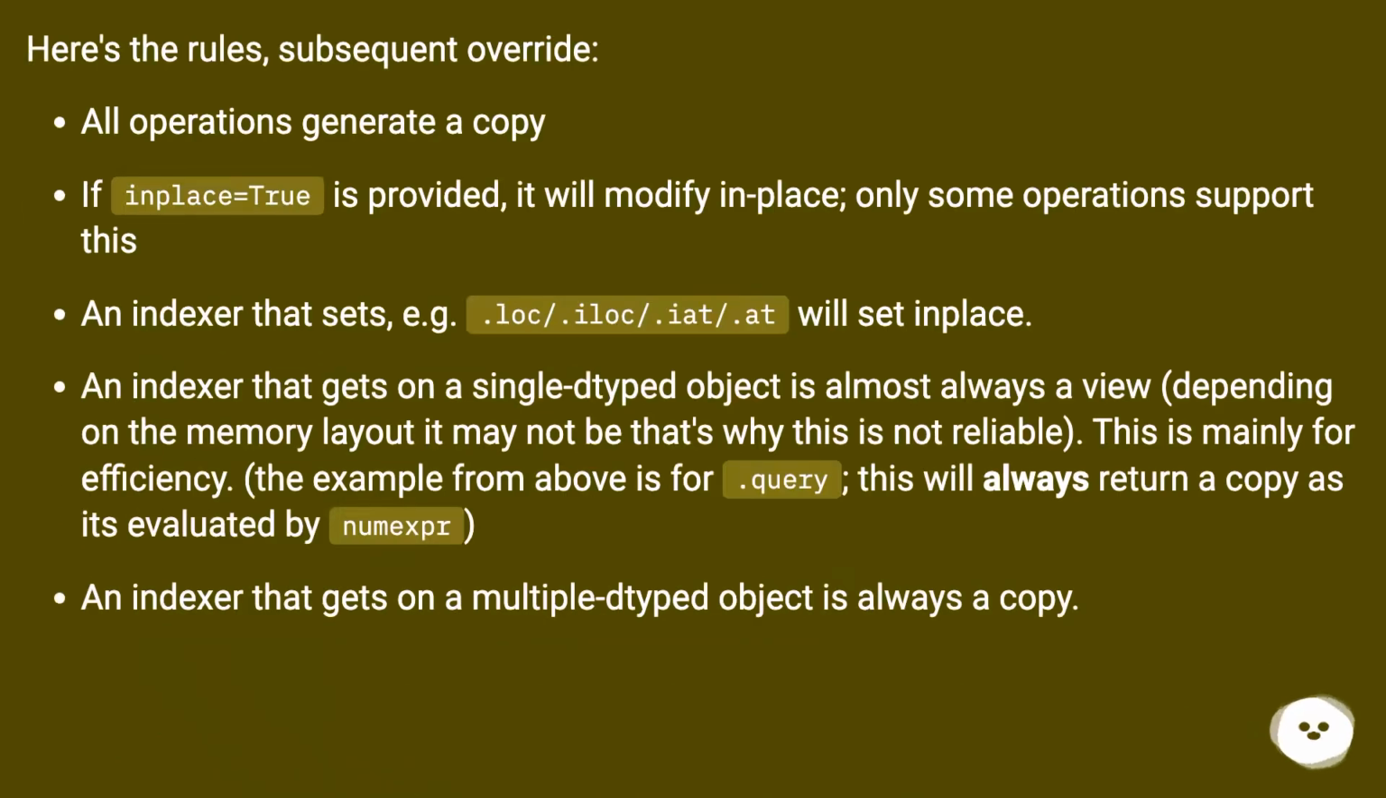Here's the rules. Subsequent override. All operations generate a copy. If inplace equals true is provided, it will modify in place. Only some operations support this. An indexer that sets, e.g., .loc, .iloc, .iat, .at will set in place. An indexer that gets on a single dtyped object is almost always a view. Depending on the memory layout, it may not be. That's why this is not reliable. This is mainly for efficiency. The example from above is for .query. This will always return a copy as it's evaluated by numexpr. An indexer that gets on a multiple dtyped object is always a copy.